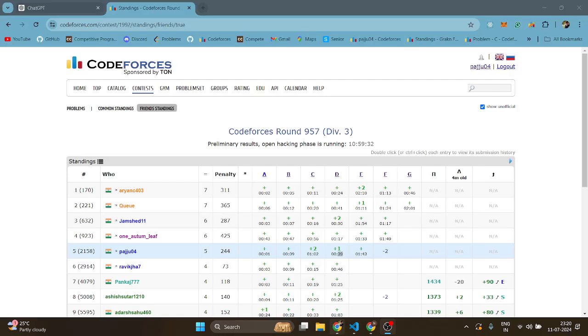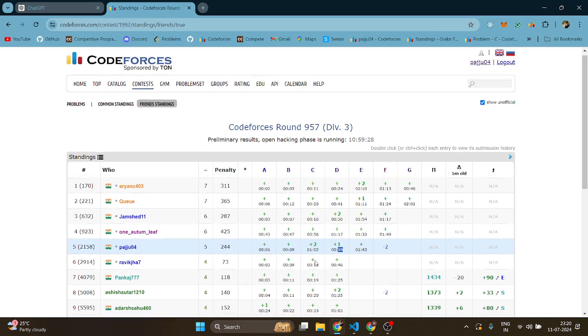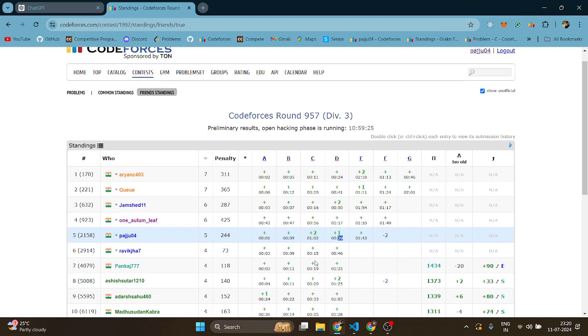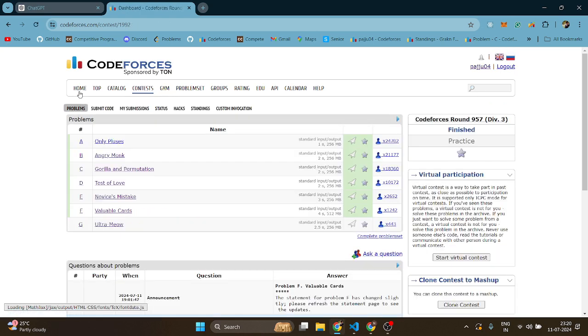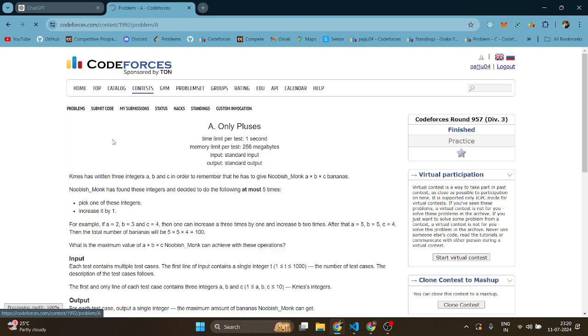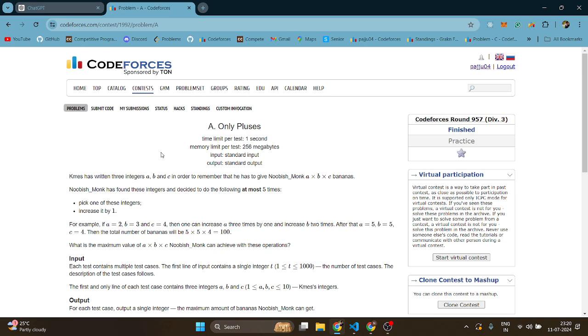So let's discuss some questions on today's contest, which was Codeforces round 957 div 3. So let's go on from first problem to the seventh problem, at least the problems which I solved. We'll go for the first four problems very fast because many people already solved it. Last couple of problems we'll discuss in depth.